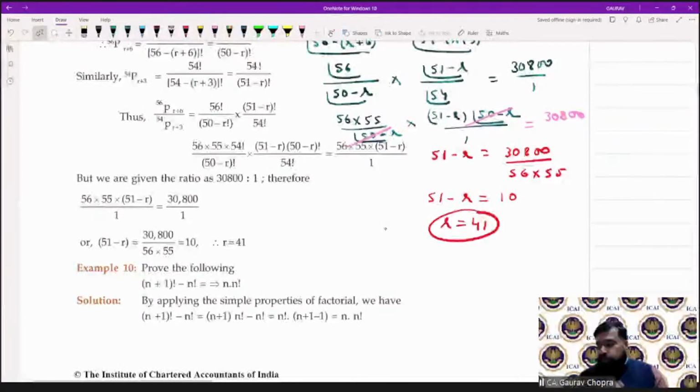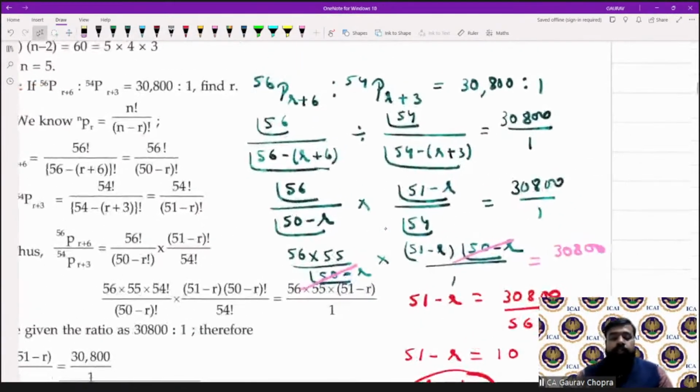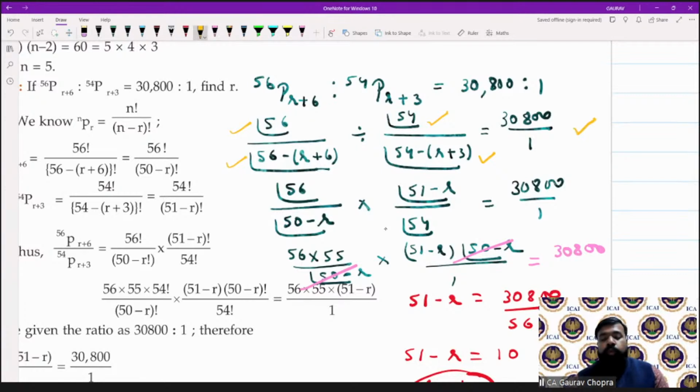Sweta Sharma says, please explain once again. Swati Giri also says, please explain once again. See, what was given in the question first was 56P(r+6). So we have opened it as factorial 56 upon factorial (56 minus (r+6)). Simply applied the formula. Ratio means division: factorial 54 and factorial (54 minus (r+3)) equal to 30,800.